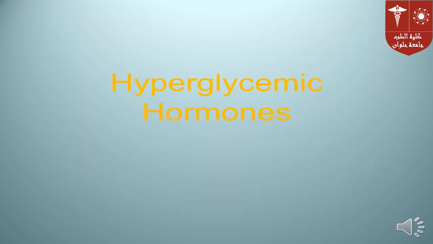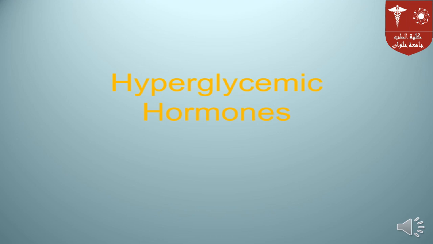What about hyperglycemic hormones? We have many hyperglycemic hormones and we call them as well anti-insulin hormones because their actions are opposing to that of insulin. They act during the fasting state and they raise the blood sugar and they act differently, totally different from insulin, so they are called anti-insulin.